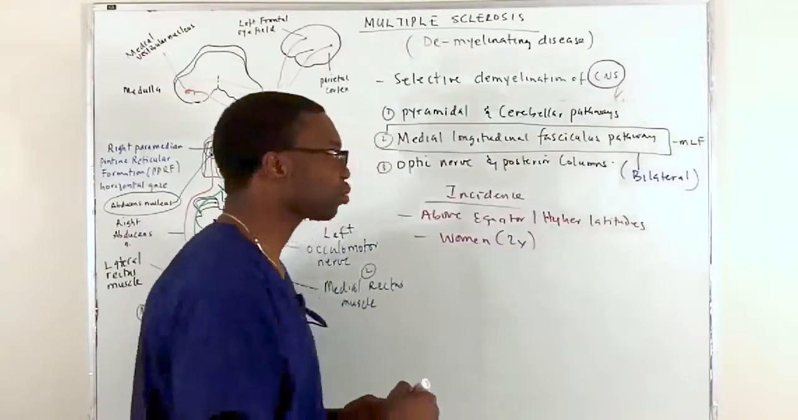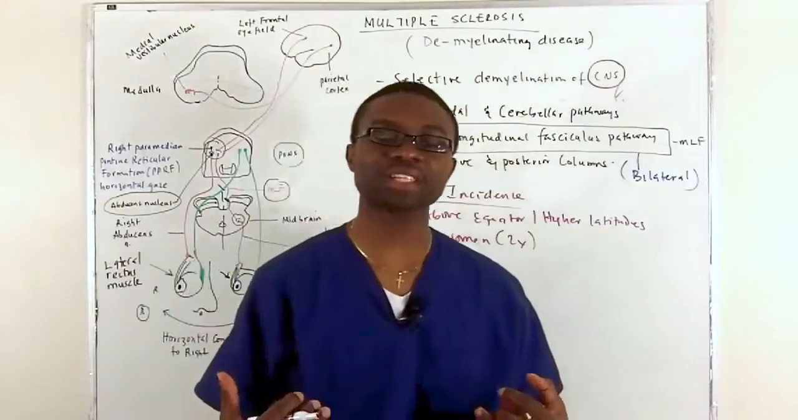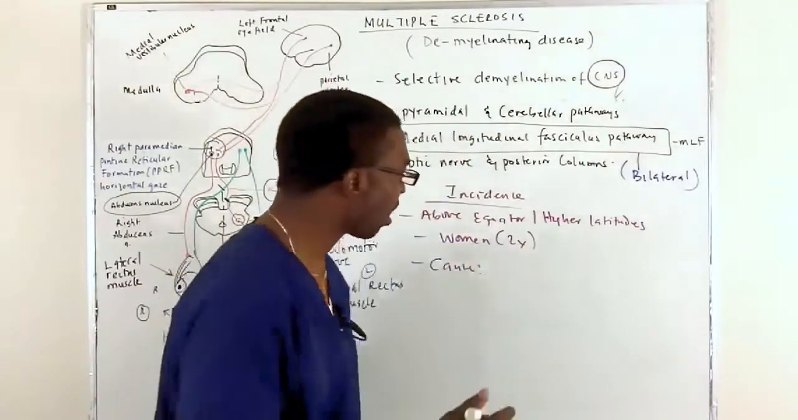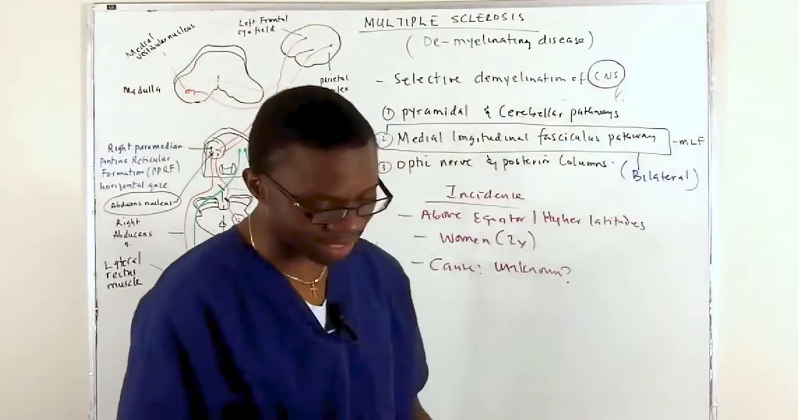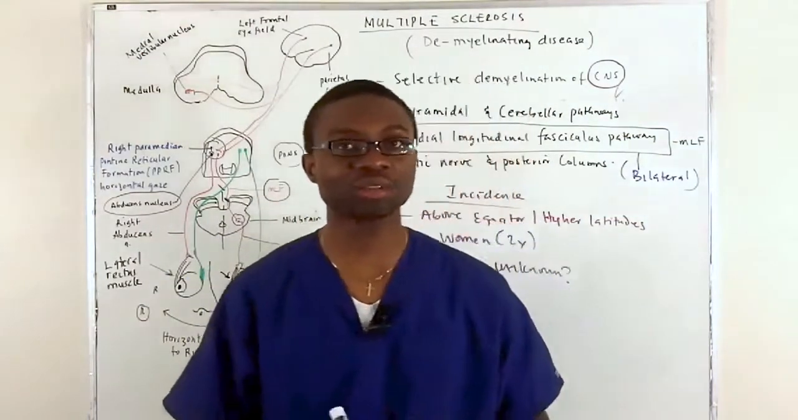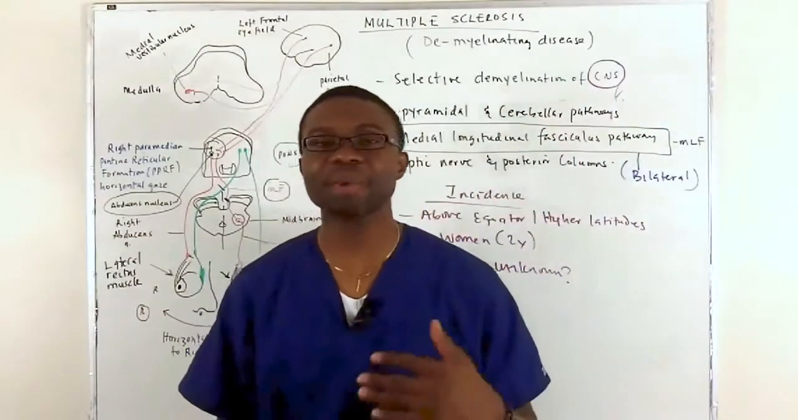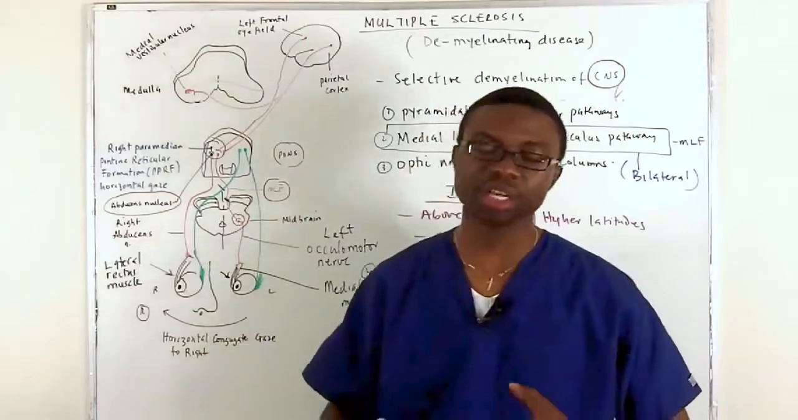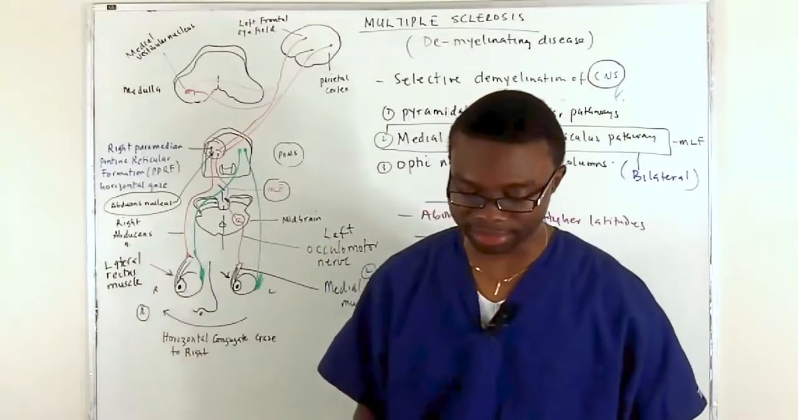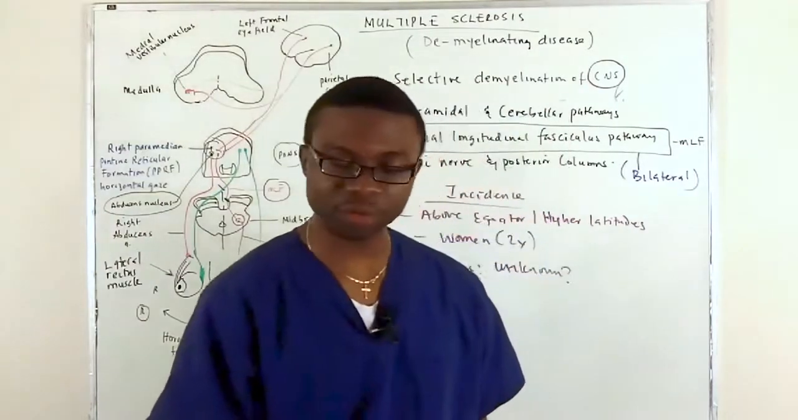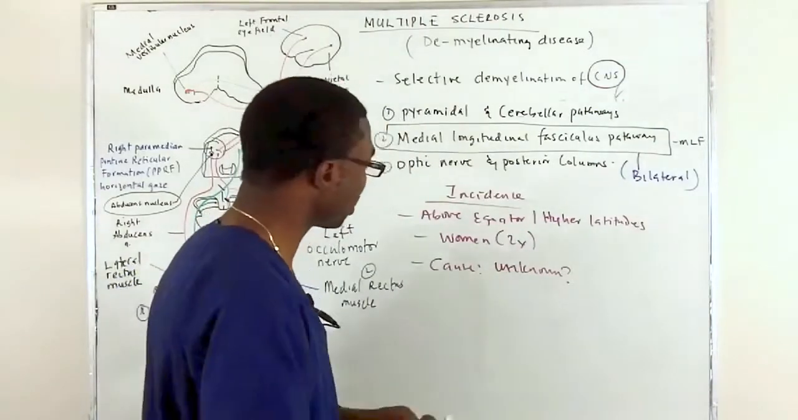What causes MS? What's causing the demyelination? Wouldn't that be nice if I knew the answer? I don't know. The cause is unknown. Nobody knows why this demyelinating disease is destroying the neuron, axon, and myelin sheath. However, they think it's probably a balance between environmental factors, some immunologic factors, or even genetics. But we don't know what actually causes the disease. So let's talk about clinical features, or what the patients often present with when they have multiple sclerosis.